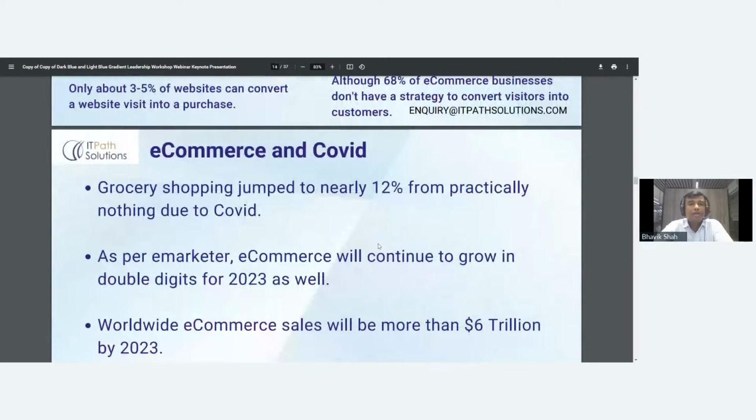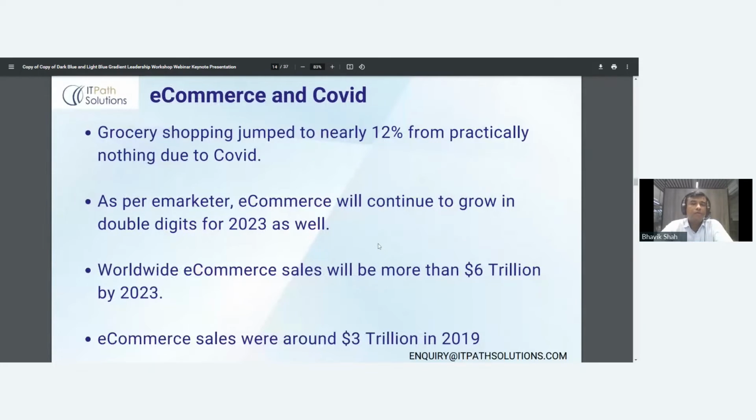Now, e-commerce and COVID. We all have gone through the COVID phase. The entire world, all the countries of the world, were hurt because of COVID. But there is a very strange relation between e-commerce and COVID. A few of the statistical notes we have depicted here: grocery shopping has jumped to nearly 12% from practically nothing due to COVID. Now 12% is really a huge number because we are talking about global numbers here.